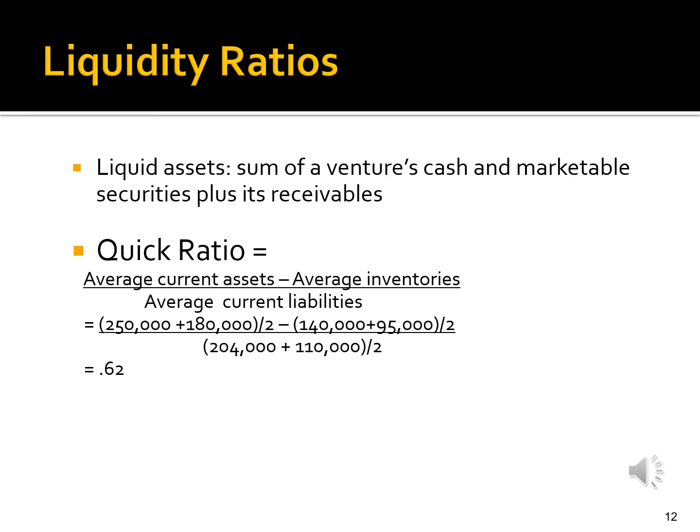The second one is the quick ratio. Quick ratio is average current assets minus average inventories, divided by average current liabilities.